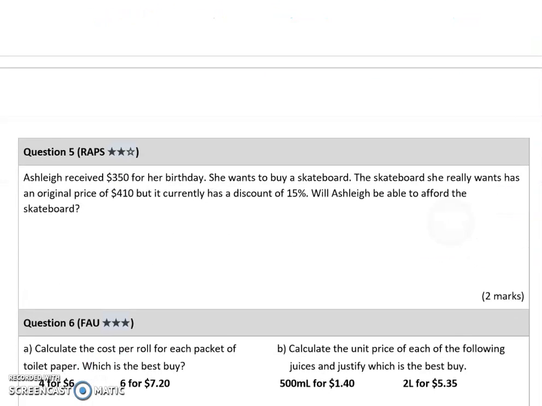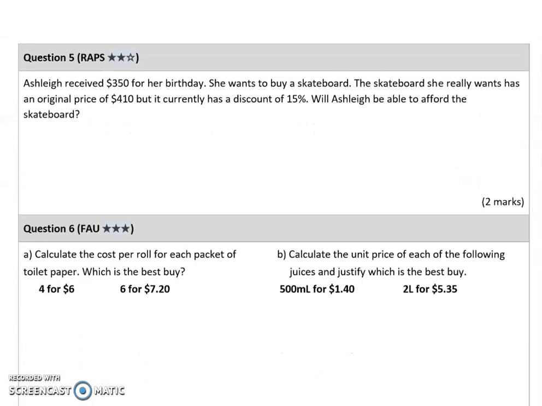Moving down, Ashley received $350 for her birthday. She wants to buy a skateboard. The skateboard she wants has an original price of $410, but it has a discount of 15%. Will she be able to afford it? So what's 15% of 410? And then we'll subtract it.